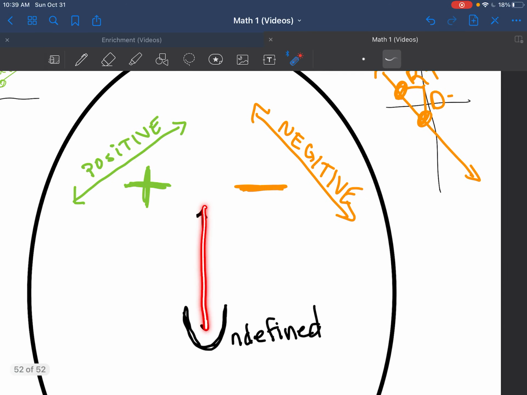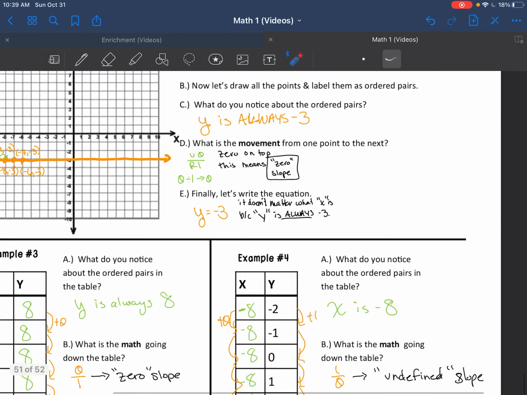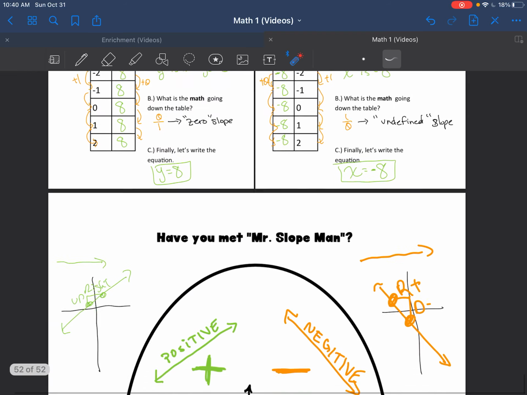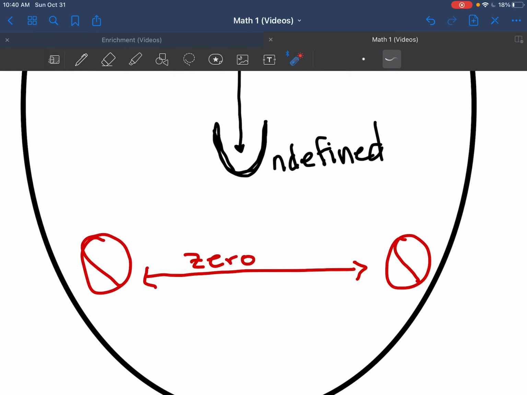Now, lines that went up and down were our undefined slopes, right? That makes Mr. Slope Man's nose, and we can see that here from example 1. Those up and down lines means we don't go right at all, so we would be dividing by 0, and that's why we get this undefined slope right here. And then his mouth and his dimples make up our 0 slope. If it goes right and left, we're not going up or down, so we have a 0 on top of our fraction, so we have a 0 slope.